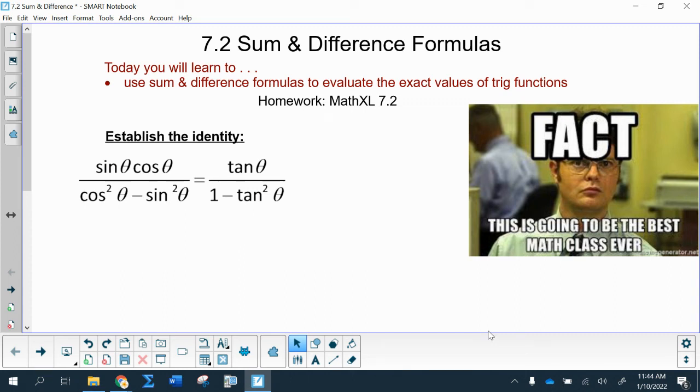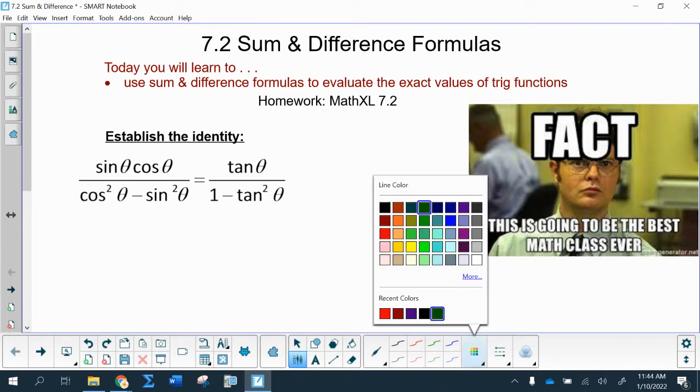Everyone. Today you will be learning about sum and difference formulas, using them to evaluate the exact values of trig functions. And then your homework will be a Math Excel labeled the same thing. But before we start that, we're going to go ahead and practice establishing the identity problem. So this is what you did yesterday.